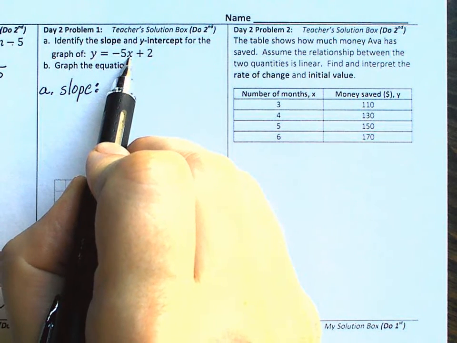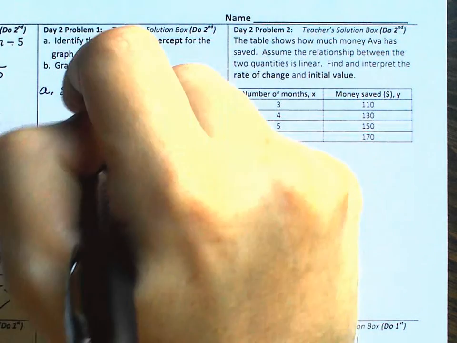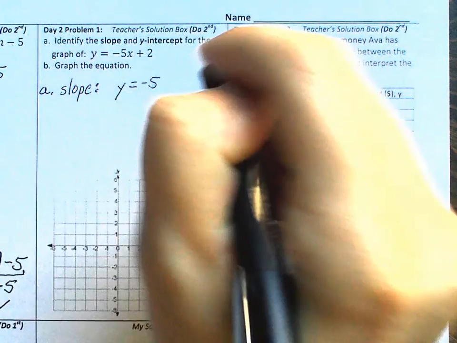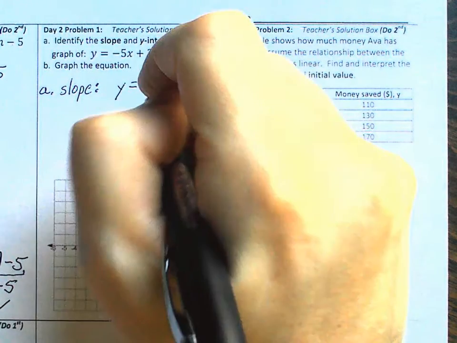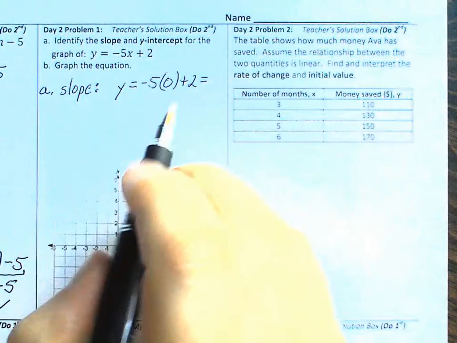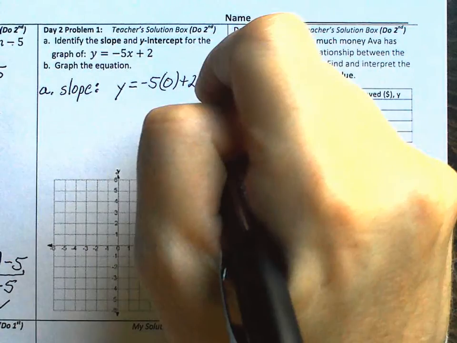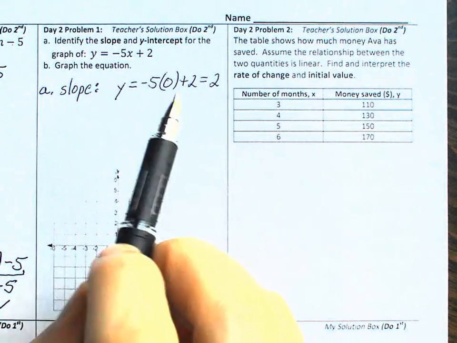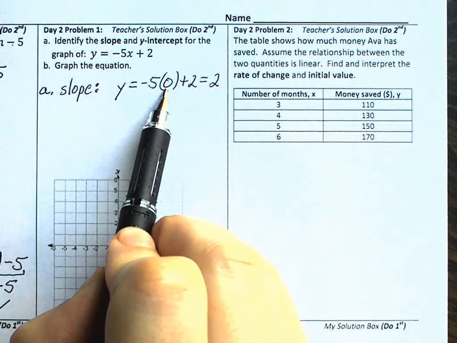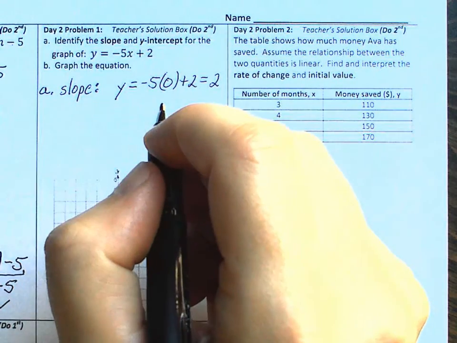When x is 0, what would the letter y equal? Let's find out. And so y equals negative 5, and let's substitute in 0 for x, and then plus 2. Negative 5 times 0 is 0, plus 2 is 2. And what we figured out is that the value of y is 2 when the value of x is 0. Let's find another value of y.